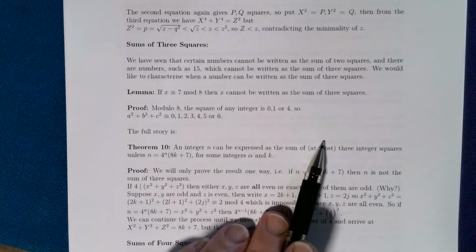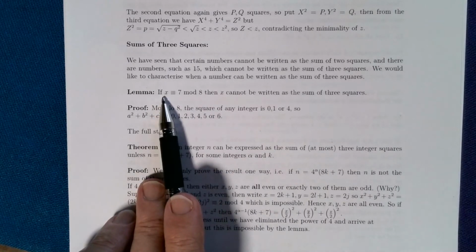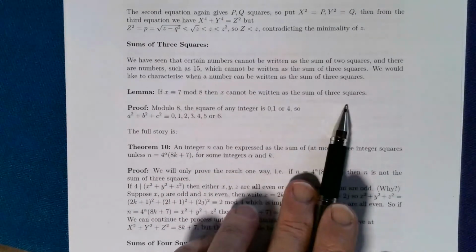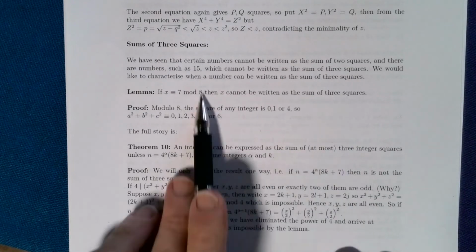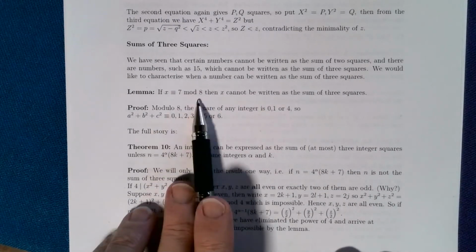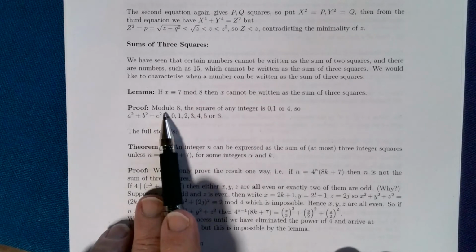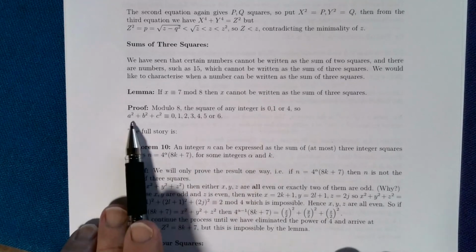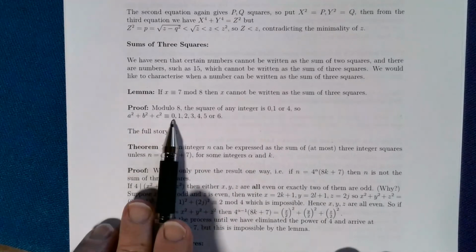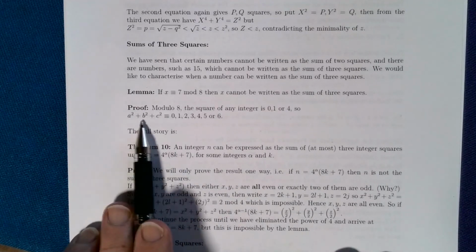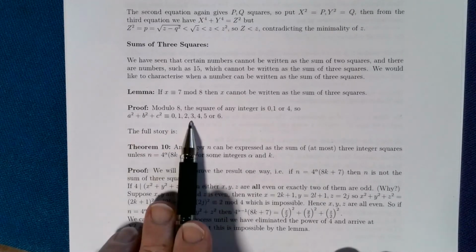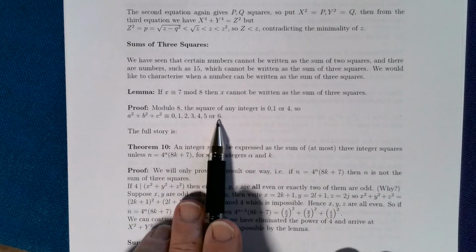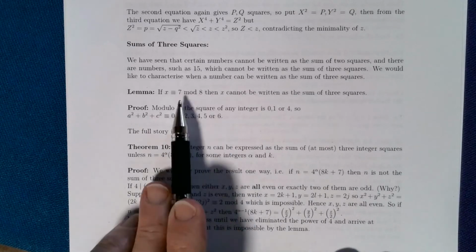Now we have a little lemma that tells us when you can't do something. If x is a 7 mod 8 prime, then x cannot be written as the sum of three squares. So 15 is a 7 mod 8 number, and this is why it cannot be a sum of three squares, because modulo 8, the square of any integer can only be 0, 1 or 4. If you look at all the possibilities here, you can have 0, 0, 0 giving you 0, or 1, 0, 0 giving you 1, or 1, 1, 0 giving you 2, or 1, 1, 1 giving you 3, or you can have 4, 0, 0, and so on. But all you can get are the numbers 0 to 6 modulo 8, and you can't get 7.